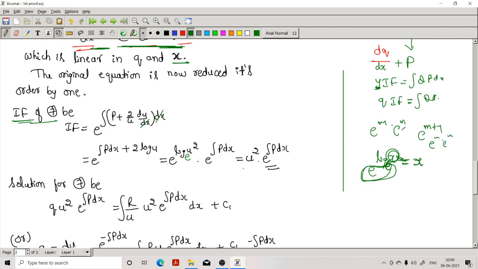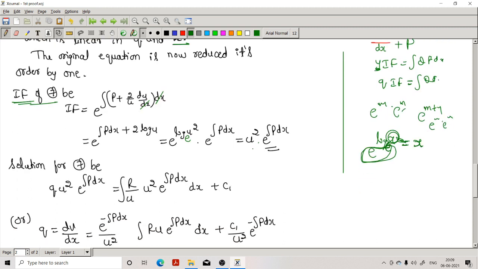Therefore this is the integrating factor. This is a general term in the integrating factor. Therefore the solution is y into integrating factor in the case of dy by dx, but here it is the case of dq by dx. Therefore q into integrating factor is this. This is the integrating factor.